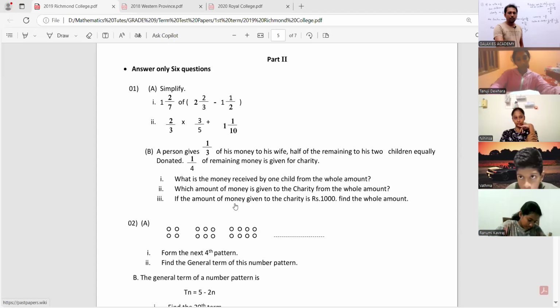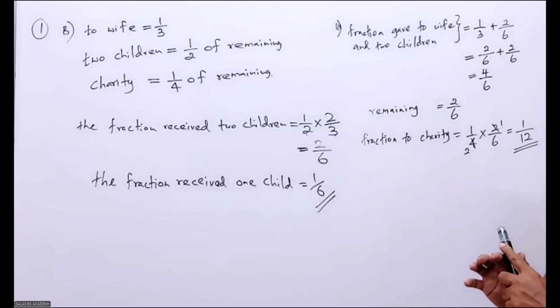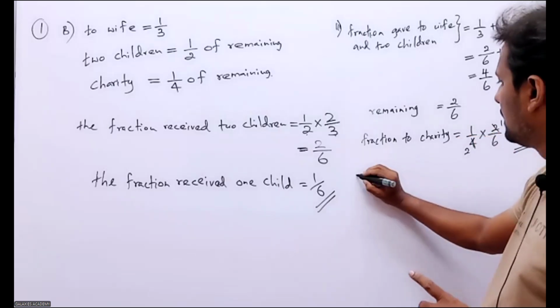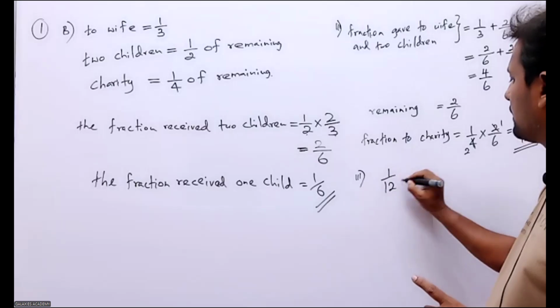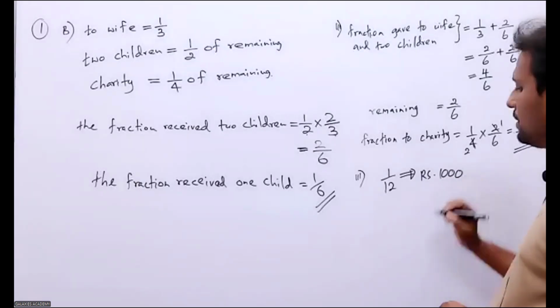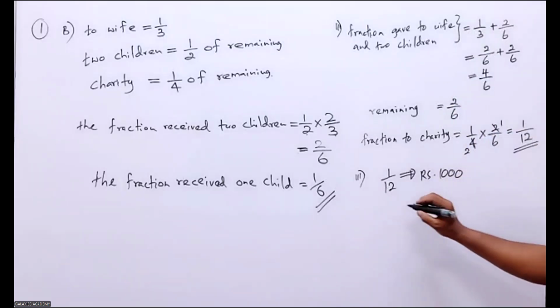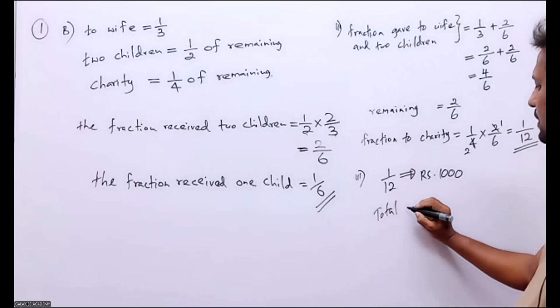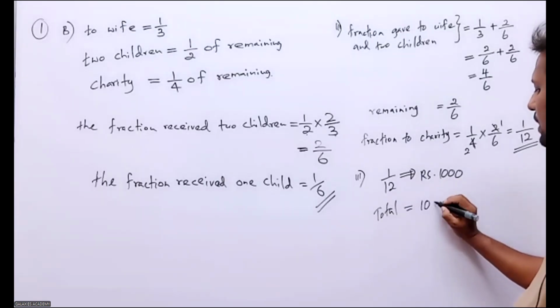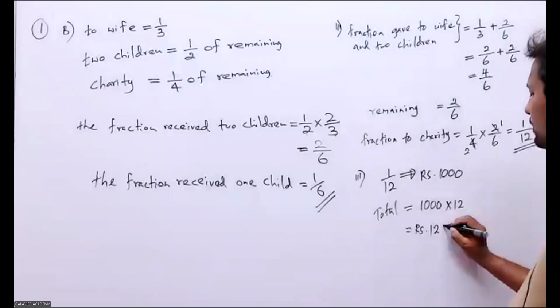If the amount of money given to charity is 1000 rupees, find the whole amount. Right? So what is the fraction of charity given? 1 over 12. This 1 over 12 is equal to the amount given, 1000 rupees. Then what is the total amount? Total means 12 over 12, no? So for the total amount, you have to multiply this value by 12. So what is the answer? 12,000 rupees.